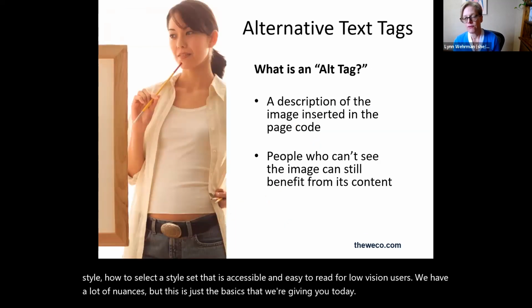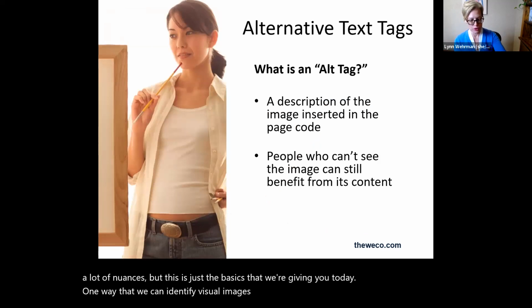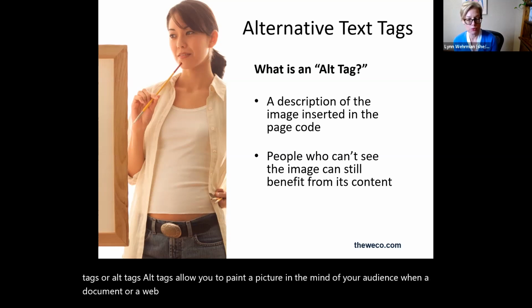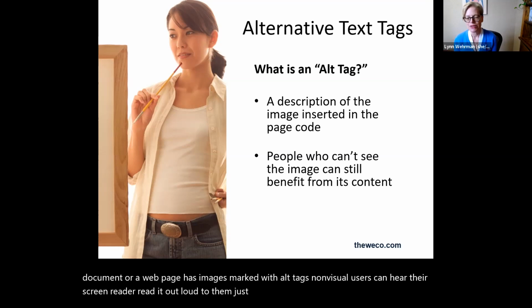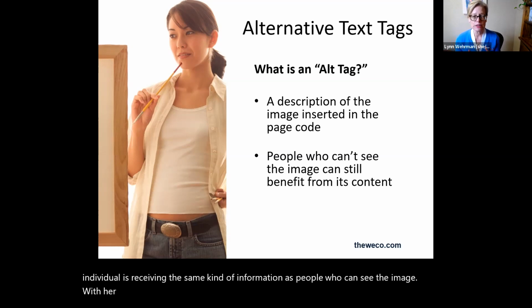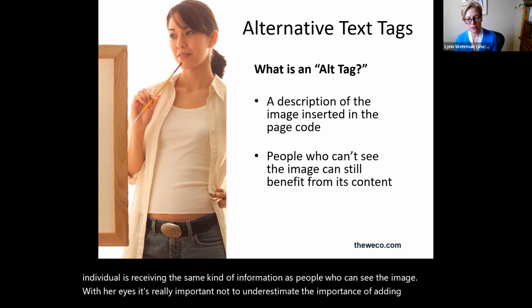One way that we can identify visual images for non-visual users is by using alternative text tags or alt tags. Alt tags allow you to paint a picture in the mind of your audience. When a document or a web page has images marked with alt tags, non-visual users can hear their screen reader read it out loud to them, just as Mark mentioned. This means that the individual is receiving the same kind of information as people who can see the image with their eyes. It's really important not to underestimate the importance of adding alt tags to your documents.